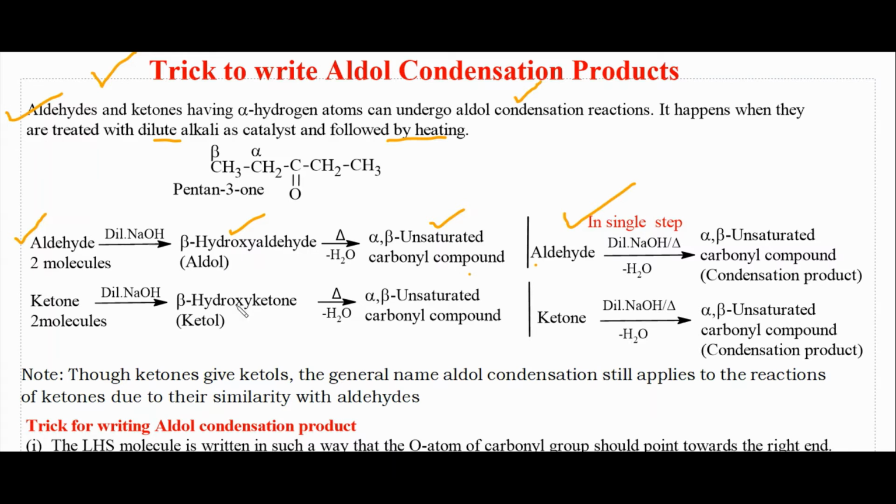One thing you should notice here is that when you start with aldehyde, the intermediate is aldol. When you start with ketone, the intermediate is ketol. But both reactions are generally known as aldol condensation. This is because in aldol or ketol, the main functional group is the carbonyl group. That is why both reactions are generally known as aldol condensation reactions.